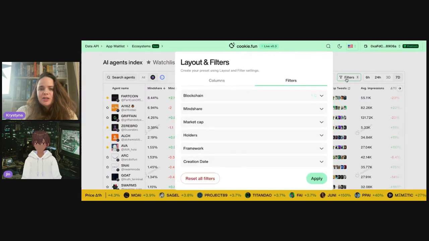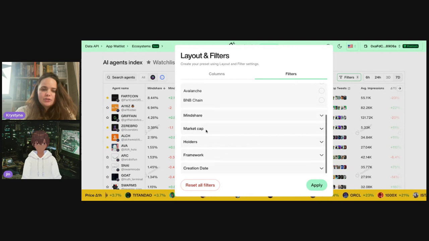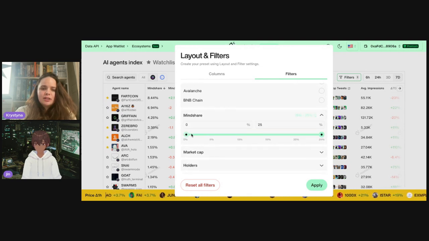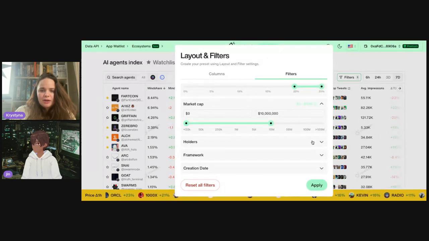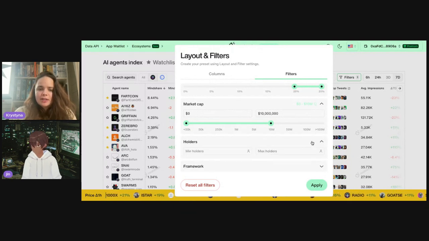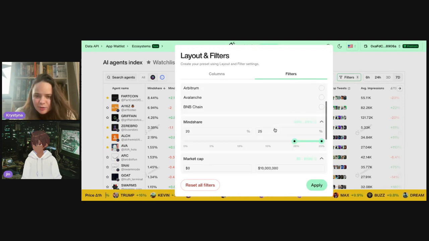And then finally, you can put more advanced filters in here. So choose the chain, and you can choose other chains. You can sort by the mindshare that this agent has. So for example, I'm not interested in agents that have less than 20% mindshare, so I can apply it. Same, I can be only interested in agents under 10 million market cap. You can filter them by the amount of holders, by the framework, and by the date this agent was created. So, for example, I want to only see agents created in the last week. I'm interested if any data is going to pop up with these filters.